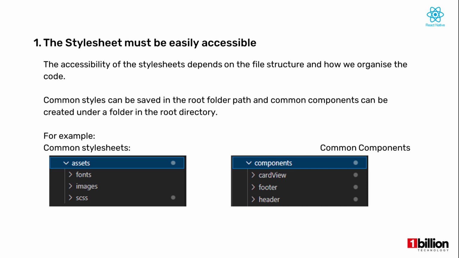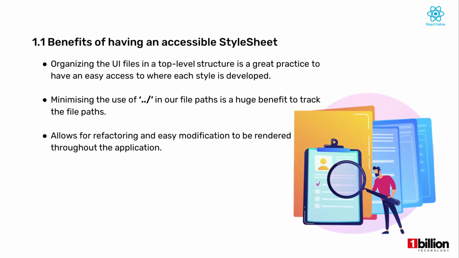And when you are giving your path, it makes it quite easier. Also, when it comes to common components, like the card view, the header, and footer, these are common components, and you can have them under a common folder. The reason we need to make sure the files are easily accessible is that you have a top-level structuring in your application, and it's a great practice because you minimize the use of dot dot slash in your file path. So the files are close to each other and easily accessible.